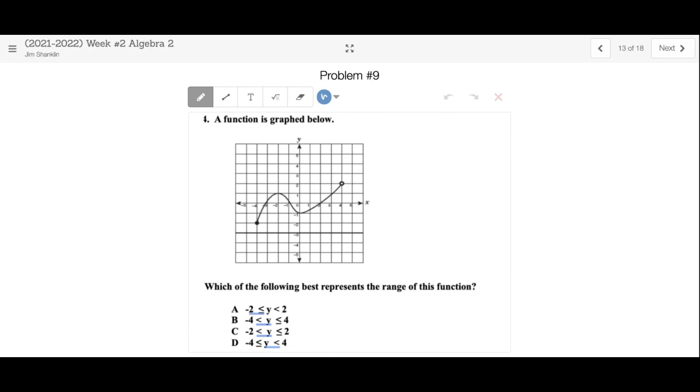So if I was going to do this problem, the first thing I looked at is that this is dealing with range. So this is the lowest it ever goes, that's the lowest on the y-axis, and this is the highest it ever goes.